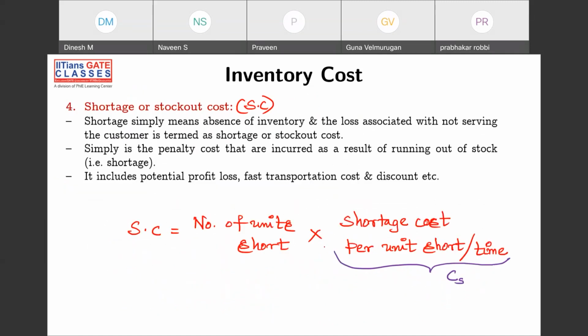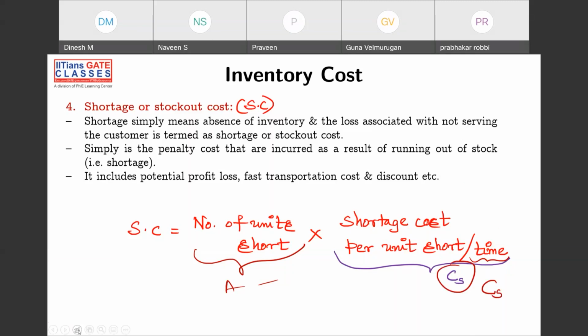Then shortage cost is nothing but number of units short, how many units you are unable to provide to the customer in that period of time, or you can say average period of time, into shortage cost per unit per time again. This is also per time, because time is important. Sometimes you will say, sir, I'm very sorry, we are unable to provide that phone today. Can you come day after tomorrow, so that I will give you 5% discount, sir? You are luring the customer. 5% discount is a loss for you only, but still you are trying to give, right? So shortage cost per time per unit is written as C subscript small s.